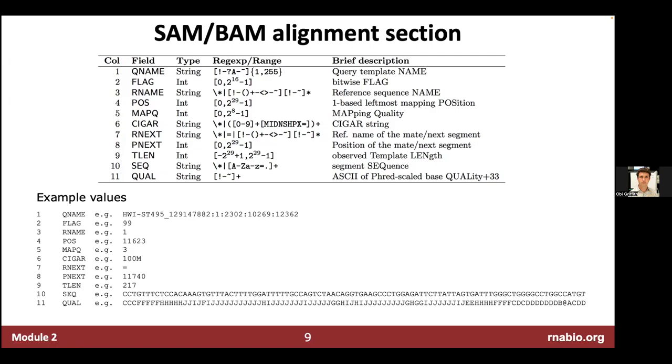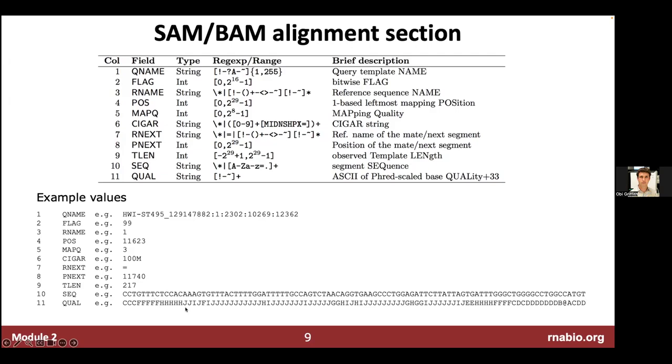Any questions about the alignment section of a BAM file or anything else? Yeah, when would you use the quality score if it's for every single base? Like, how would you possibly? The mapping quality score or the individual base quality scores? Oh, this part down here.